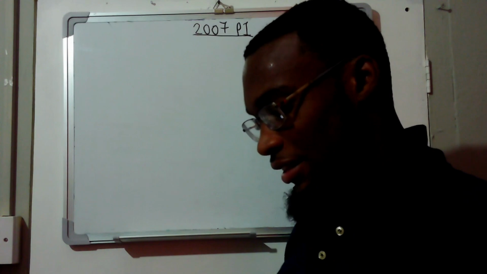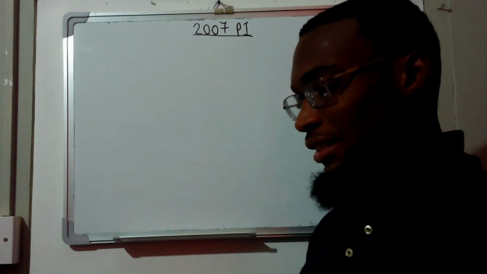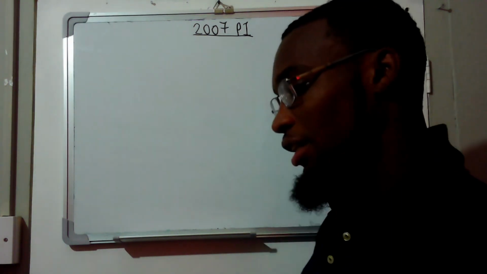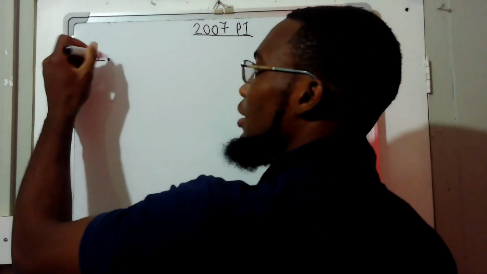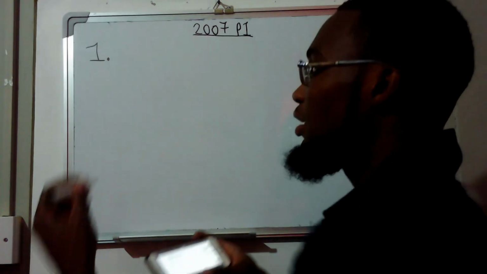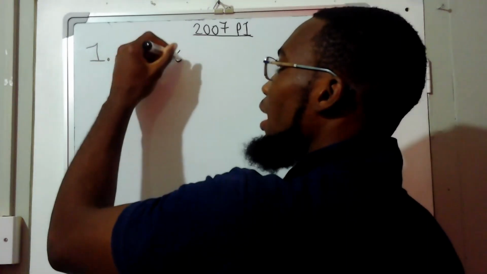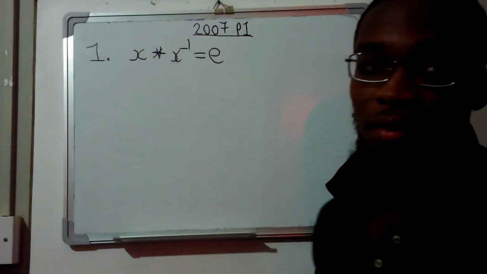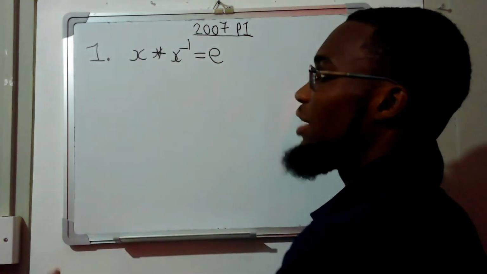Alright. So the first question for the paper 1 says, in the real number system, what is the inverse of addition? And they give us x. So first thing we have to remember is the inverse of addition. Remember the rule: x star x inverse is supposed to give the identity. That's what's supposed to happen, right? So x star x inverse gives the identity.